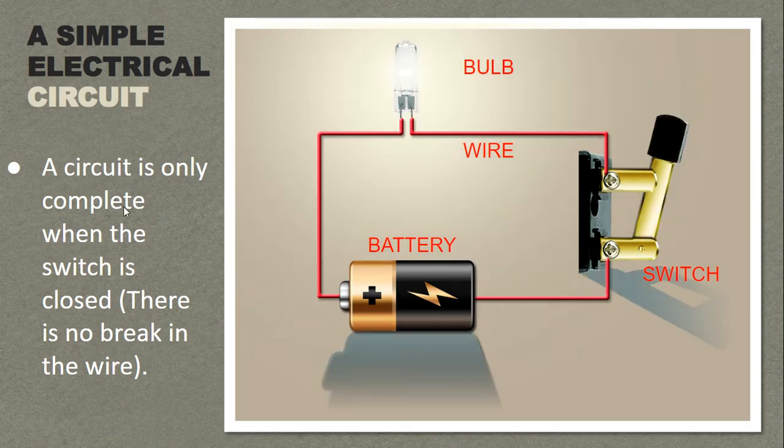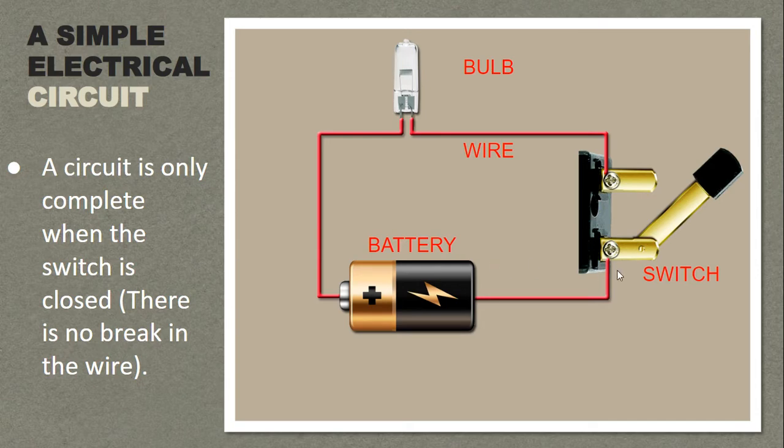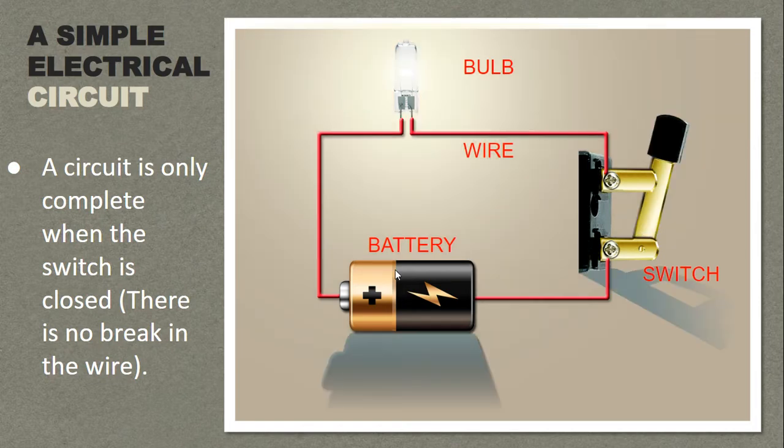So a circuit is only complete, that means working, when the switch is closed because there's no break in the wire. If I open the switch, the electricity is not running from the battery through the switch to the bulb, so it doesn't turn on. When I close the switch, electricity can move through the entire circuit in that big square shape.